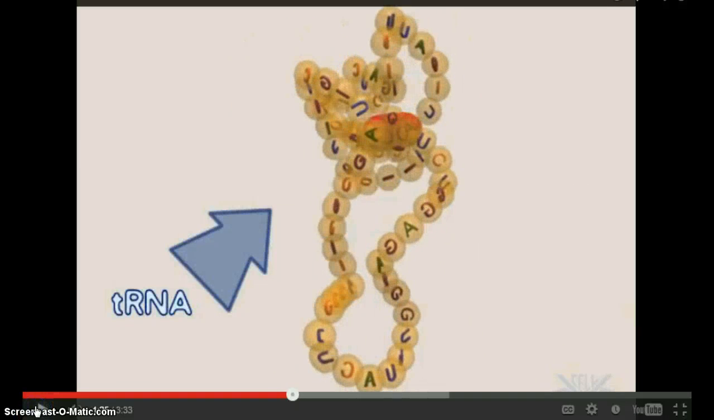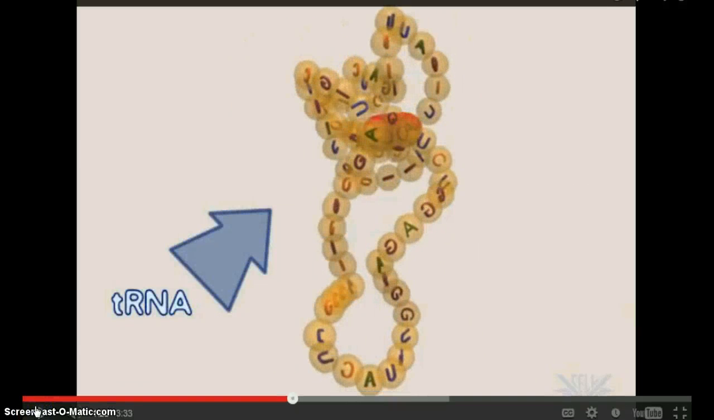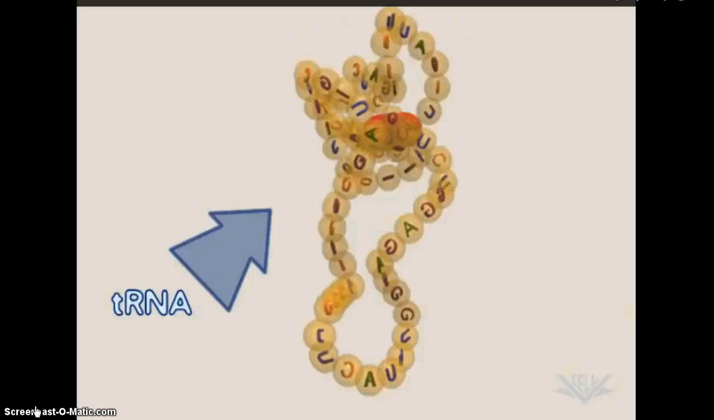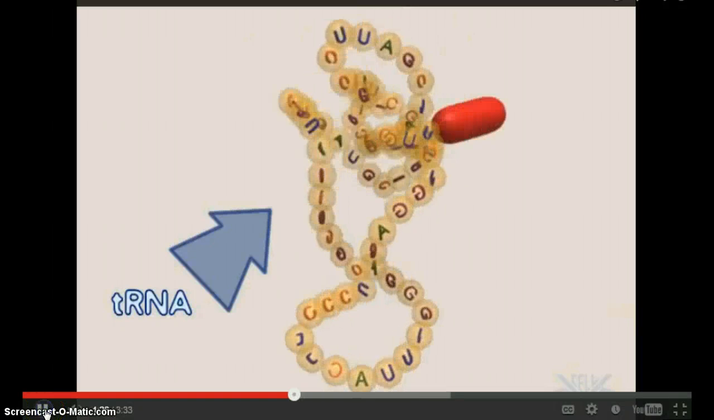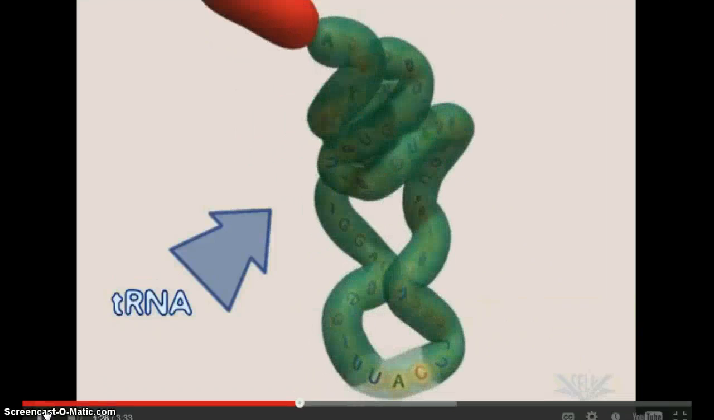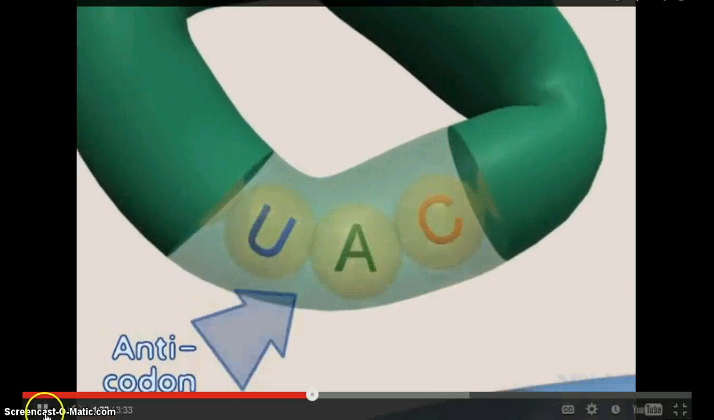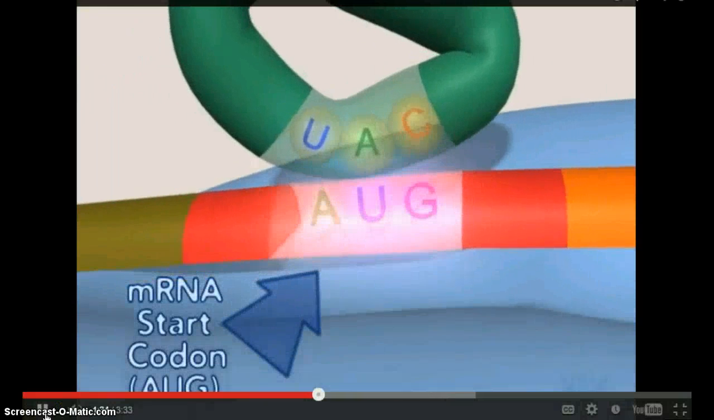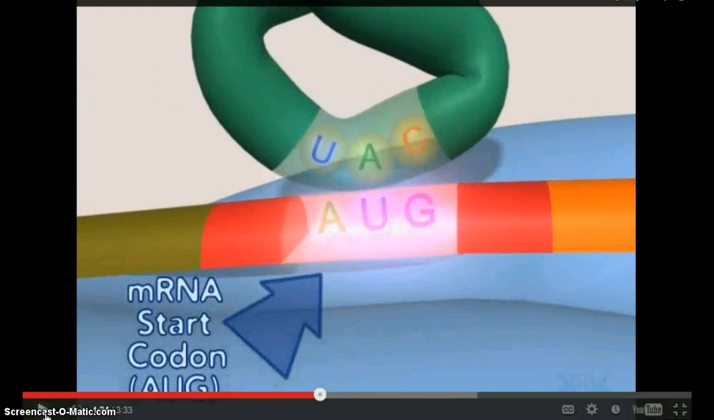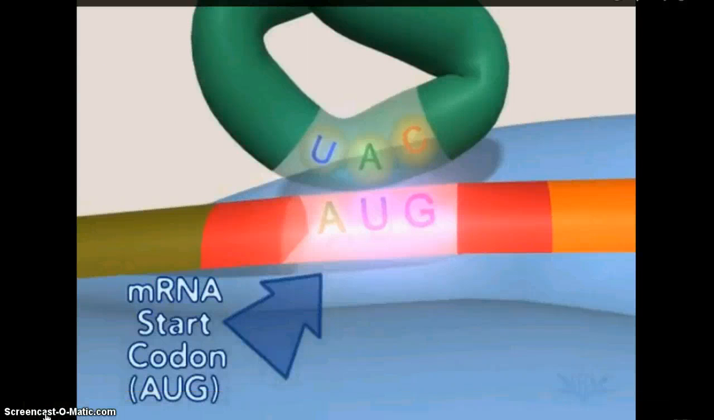tRNA is another key molecule. So notice that tRNA is in fact RNA. You see all the C's, the G's, the U's, and the A's, okay? It contains an anticodon that is complementary to the mRNA codon to which it binds. So this is a really important part. As we know, the tRNA has a sequence of RNA molecules.